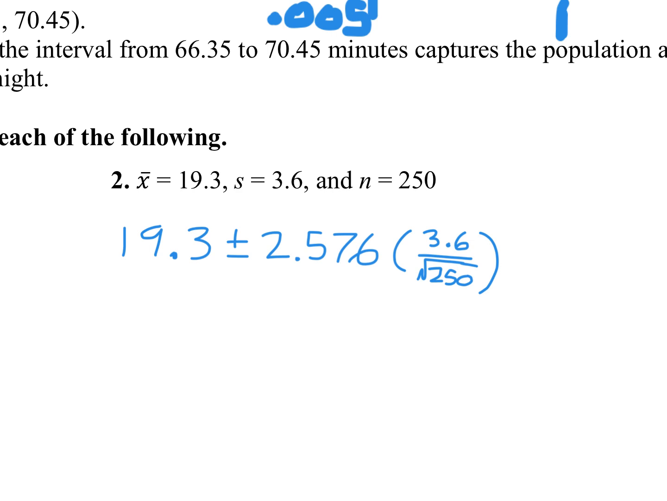Again, you don't have to multiply this out. Go to Stat, Tests. Option number 7 is ZInterval. Instead of data, go to Stats and hit Enter. Sigma is 3.6. x bar is 19.3. n is 250. C-level is still 0.99. And we get 18.714 to 19.886.